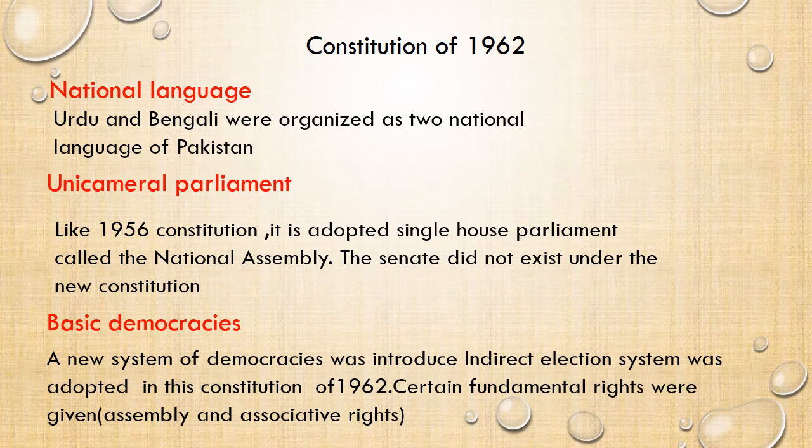Basic democracy. A new system of democracy was introduced. The indirect election method was adopted in the Constitution of 1962. Certain fundamental rights were given. Assembly and associative rights: assembly rights meant that no political party could hold a meeting, and associative rights meant that no political party could be formed. In this constitution, some of the political rights were banned.